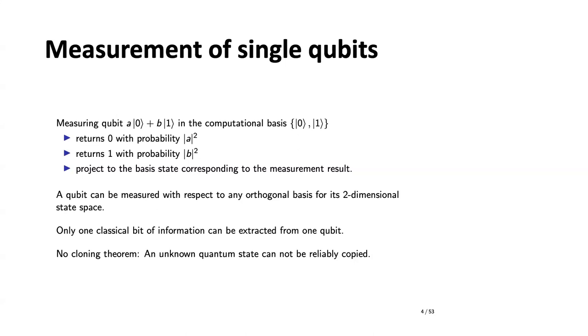And what is the interesting result of this way of doing measurement? First of all, a qubit can be measured with respect to any orthogonal basis for a two-dimensional state space. But what is interesting is that only one classical bit of information can be extracted from one qubit. This will be very interesting in the continuation. One of the limitations of quantum computing, which a lot of people consider a limitation, is that there is something known as the no-cloning theorem. What this theorem says is that an unknown quantum state cannot be reliably copied. And you can see what implications this has for computations.